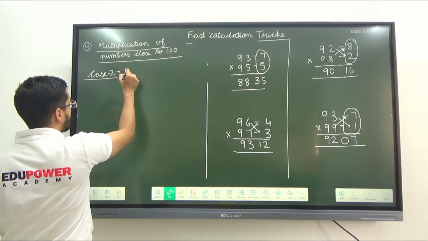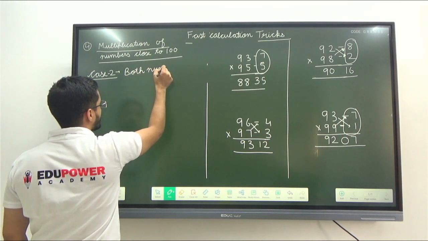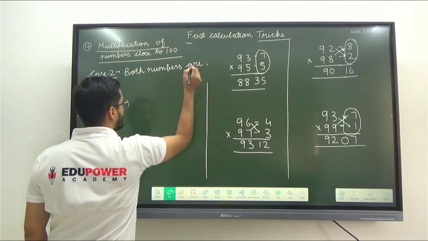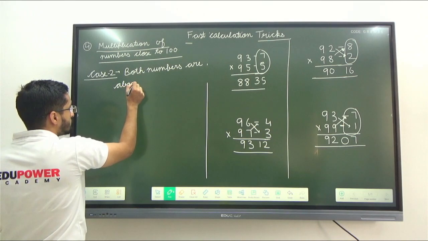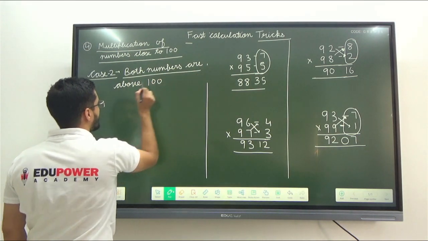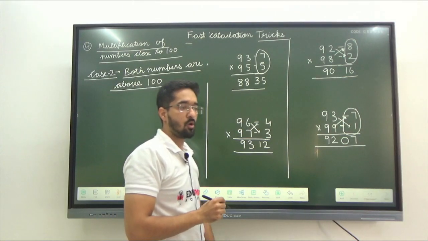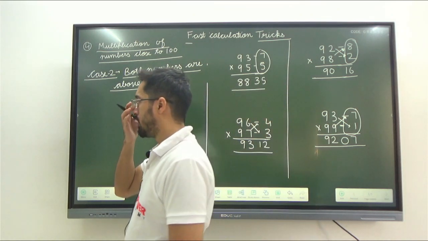when both the numbers are above 100, above the base. When both the numbers are above 100, or both the numbers are above the base, how do we solve it then?